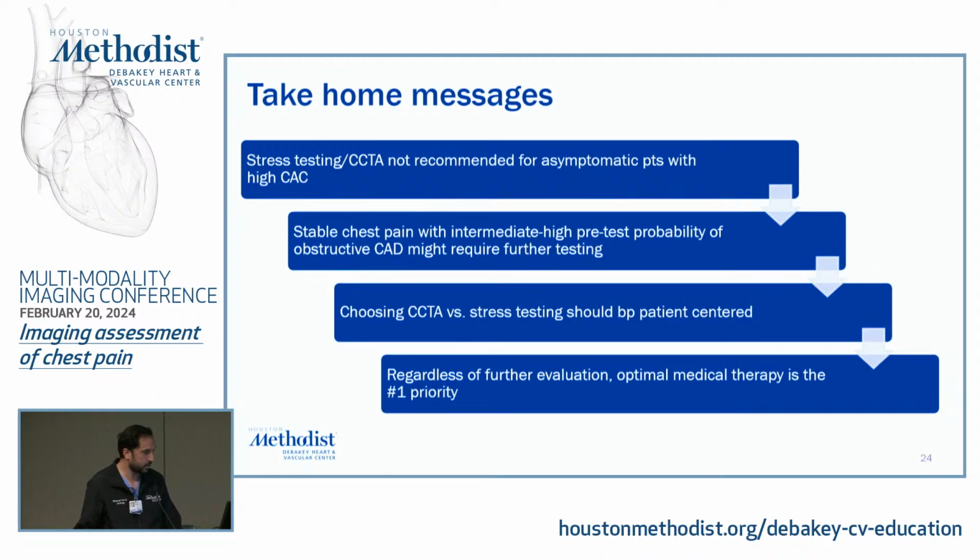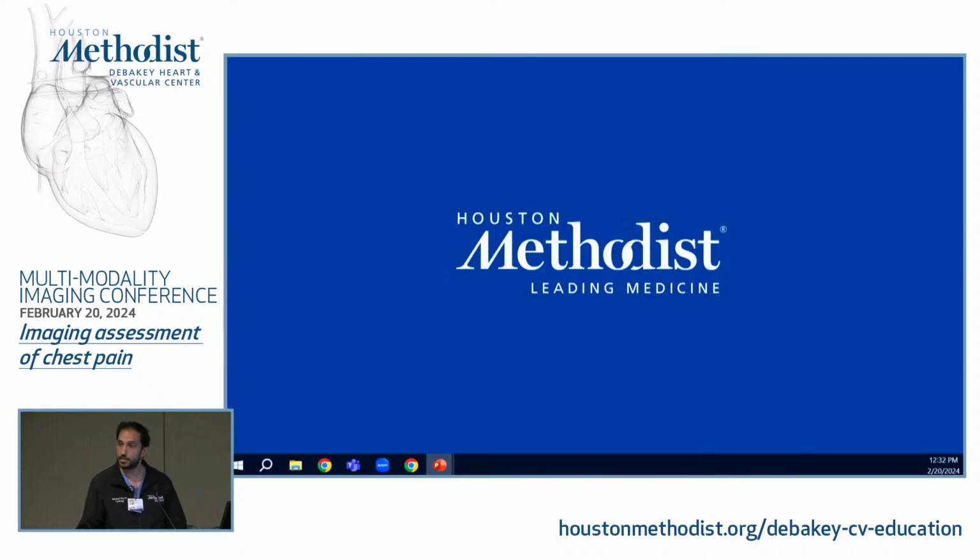And a few take-home messages. In my opinion, stress testing or CTA is not highly recommended for asymptomatic patients, because it was not the best way to risk stratify our patient. Stable chest pain with intermediate to high pretest probability might need further testing. Choosing CTA versus stress test should be patient-centered. And regardless of what you choose, optimal medical therapy is the number one priority. I'm going to give it next to Dr. Toro.